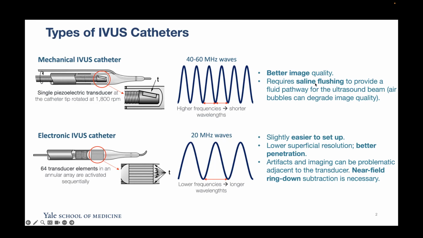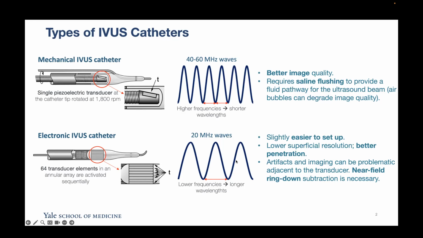Those catheters require saline flushing to provide a fluid pathway for the ultrasound. The reason is that the catheter goes inside a sheath and the mechanical transducer is rotating, so we need a fluid-filled pathway. The electronic catheter is easier to set up, as you all know, in the cath lab, has lower superficial resolution, but better penetration. So if the goal is to look at deep structures in the vessel, sometimes we're doing CTOs where we park the ultrasound in the side branch and we need to look at the proximal cap in the other vessel, maybe that's the catheter you want to use.